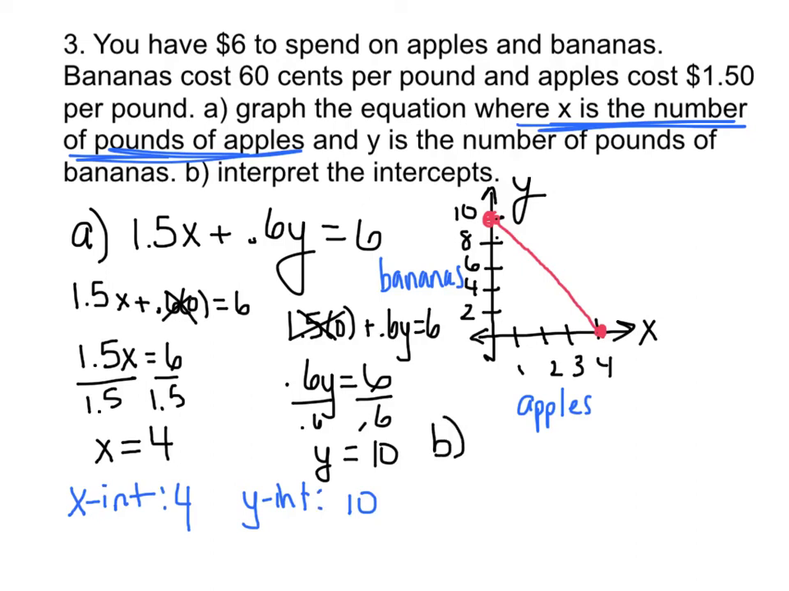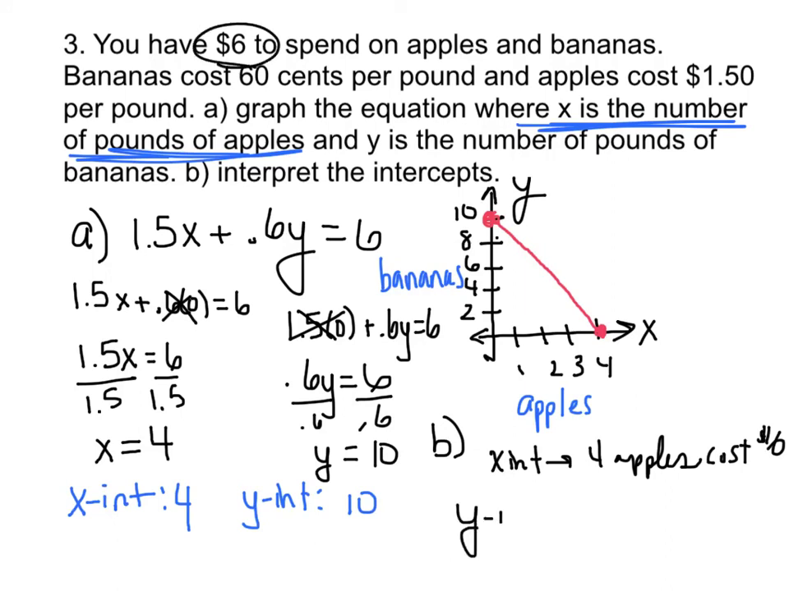The last step is to interpret what the intercepts mean. So the x-intercept says 4. Now, if you look at the graph here, this point is (4, 0). We plugged in 0 for y. So that would mean if you bought 4 apples. That's it. 4 apples and no bananas. So the x-intercept means you would buy 4 apples. That would cost you $6. Because remember, the total is $6.